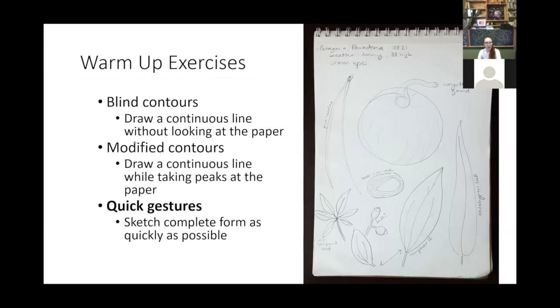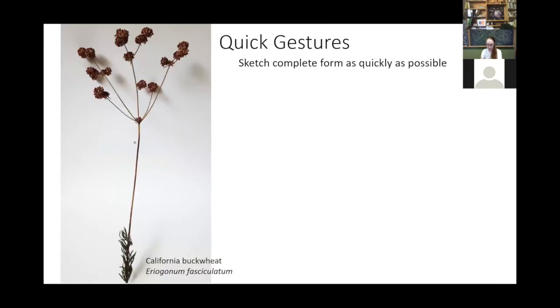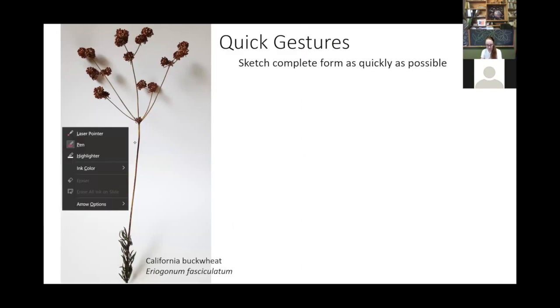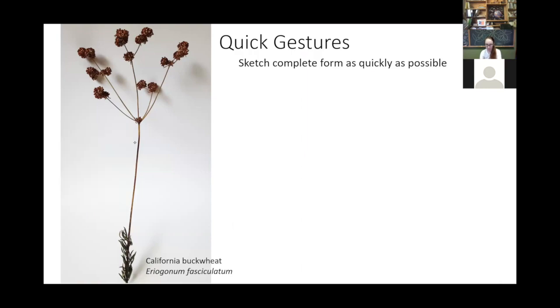Okay, so now we're going to do quick gesture drawings. And so this is where you attempt to capture the form of your subject material as quickly as possible. And this time we'll do our California buckwheat, Eriogonum fasciculatum. And I probably will just do the inflorescence, the whole flowering structure, rather than the entire stem and the leaves at the bottom, just because it is so large. But feel free to do what works for you.